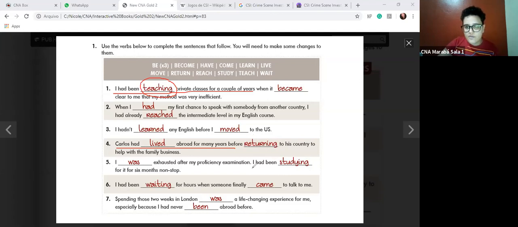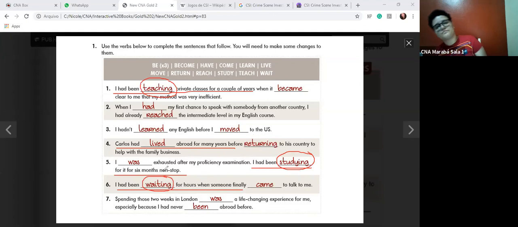In number 5, I had been studying for it for 6 months non-stop. So in this one is the verb studying. This situation was in progress. In number 6, I had been waiting, situation, waiting. And number 7, we don't have, okay? So these are the sentences that you need to underline. And these 3 words, teaching, studying, and waiting, are the words that you need to circle.